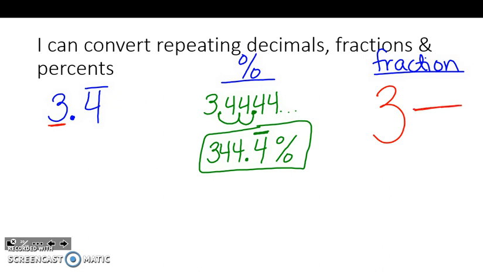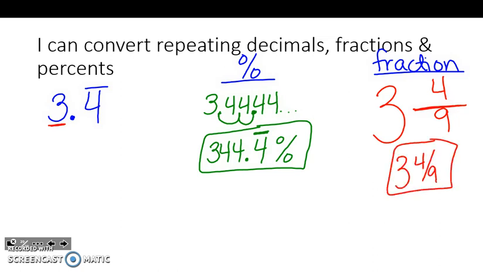Remember, when we make our fraction, we're only using the repeating digit. So in this case, the repeating digit is a 4. Since there's only one repeating digit, we only put 1 9 in the bottom. Now guys, when you go to simplify, only punch in the fraction part. So only punch in 4 ABC 9 and see if that part reduces or simplifies. Okay? And it doesn't, so your final answer is 3 4/9.